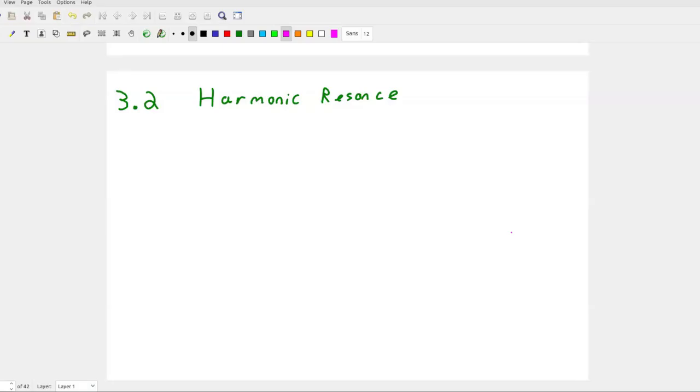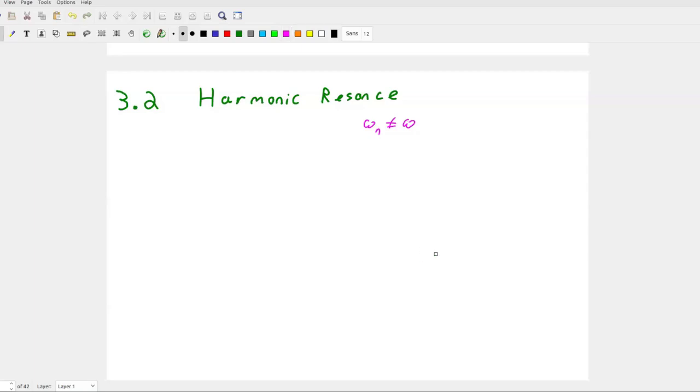3.2, harmonic resonance. Recall from our solution before that omega n was not equal to omega, because if we had omega n equal to omega, we had a 0 on the bottom, and that x function became undefined. So that helped us get a solution in time, but what happens if we set that omega n equal to omega?